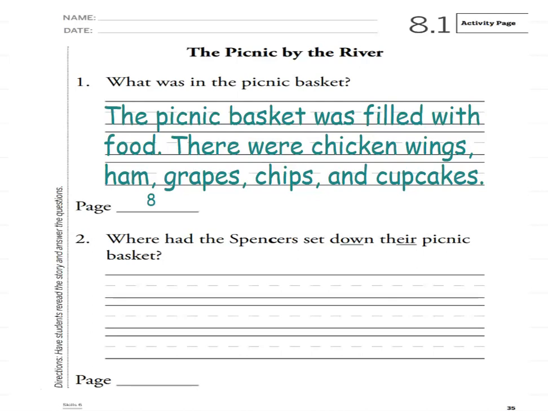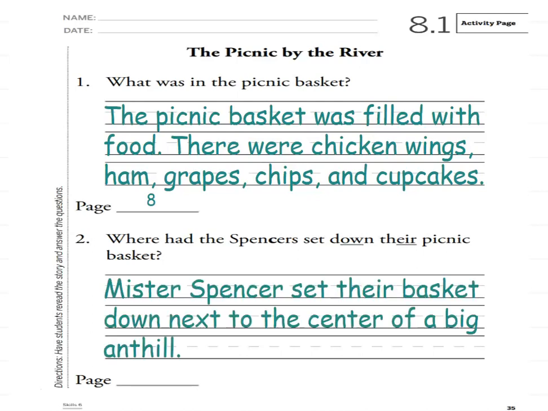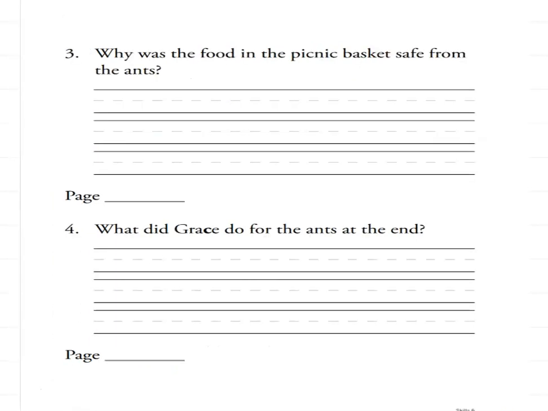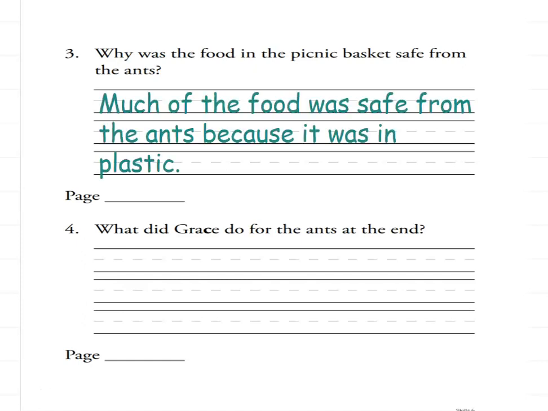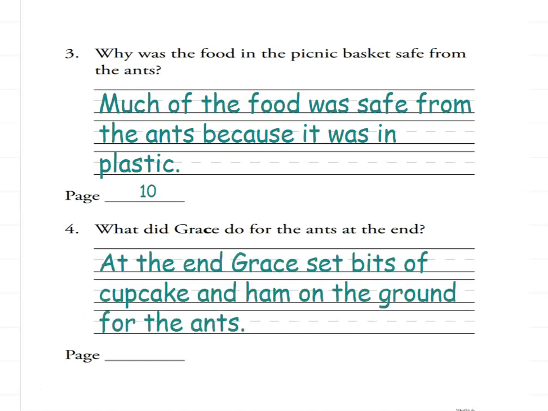Where had the Spencers set down their picnic basket? Mr. Spencer set their basket down next to the center of a big ant hill. We read that on page 10. Why was the food in the picnic basket safe from the ants? Much of the food was safe from the ants because it was in plastic. That was also on page 10. And what did Grace do for the ants at the end? At the end, Grace set bits of cupcake and ham on the ground for the ants. Page 12.